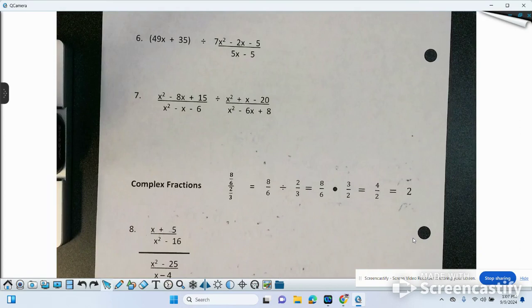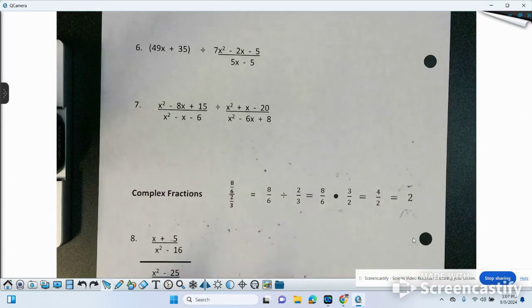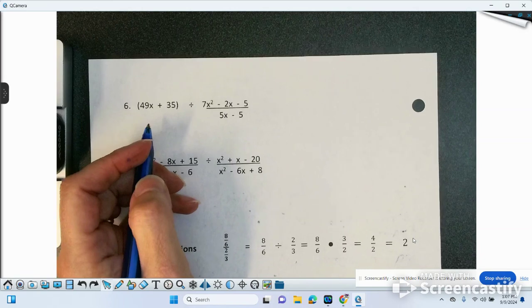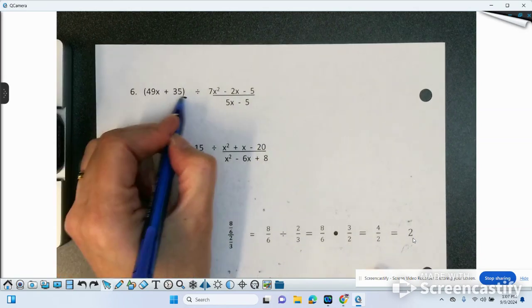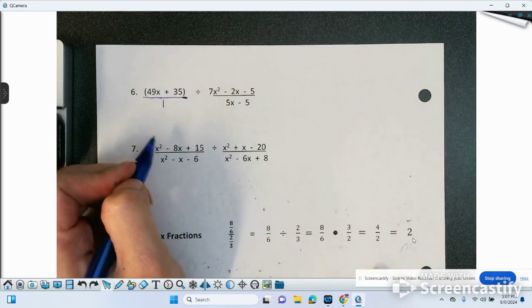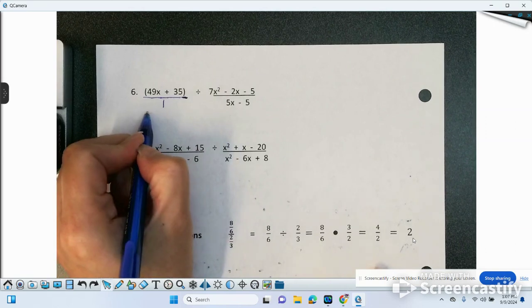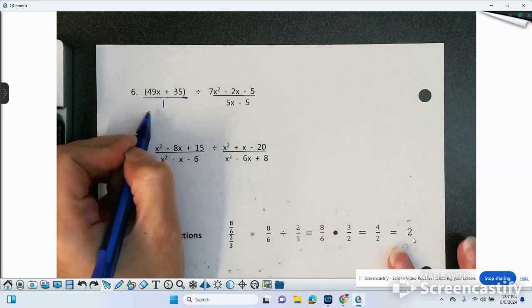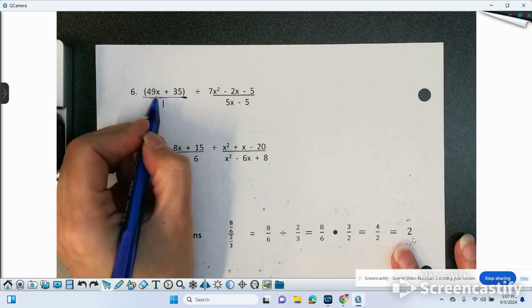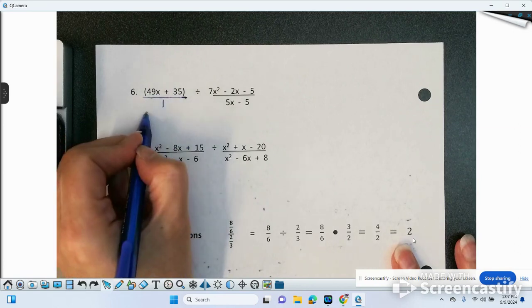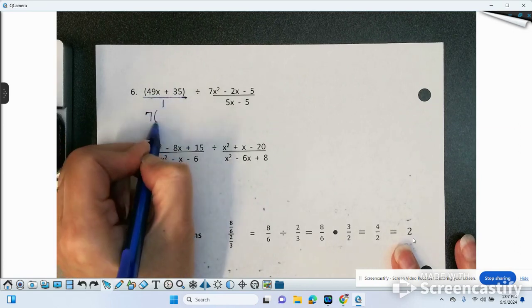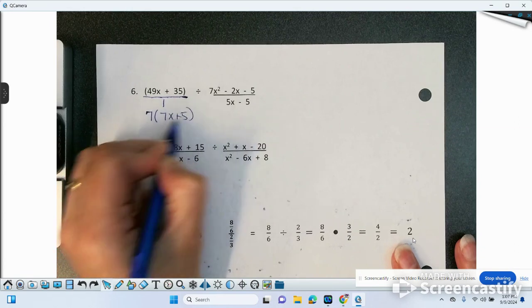Okay, and if we look on the other side, same kinds of problems. We're just doing more division problems, and then we'll talk about the complex fractions at the bottom. So when you see one like number 6, this is really over 1. So I've got 49x plus, I'm going to just go ahead and factor this while I've got it here. I can take a 7 out, so I'm left with a 7x plus 5 all over 1.